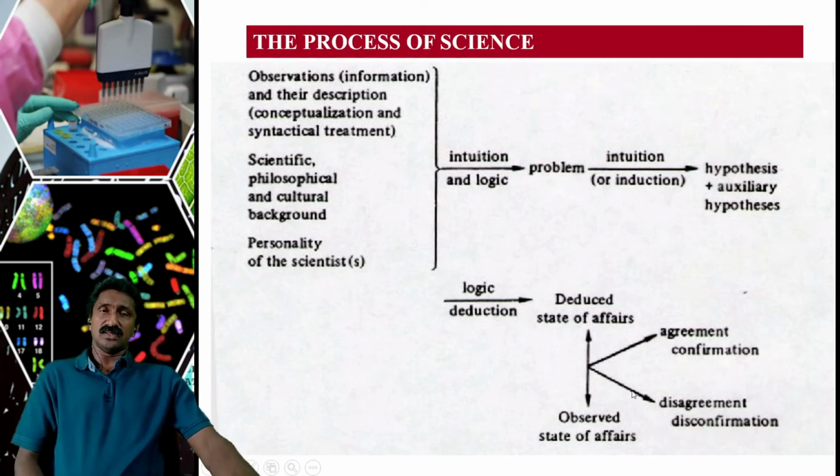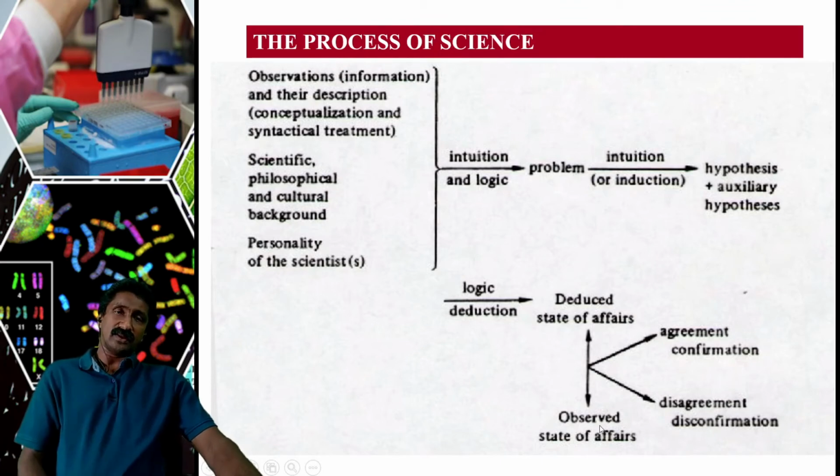Then there is a deduced state of affairs, so this is the deduction process in which you assume that this will be the output. And the observed state of affairs is obtained after the experimental verification. You can verify and compare these two. So you are expecting a result and you are actually observing a result after the experimental part.